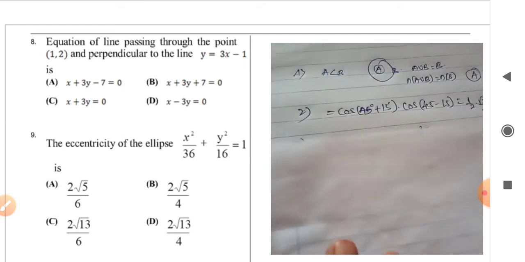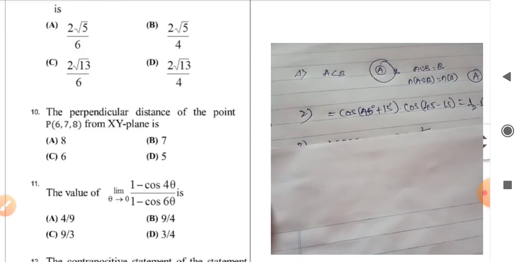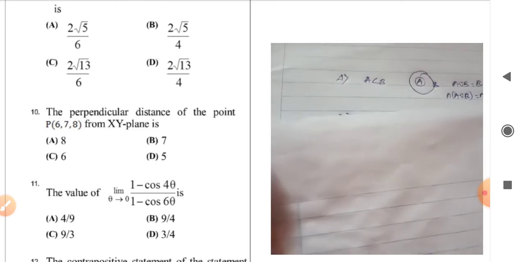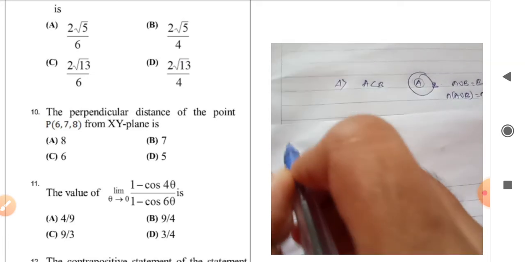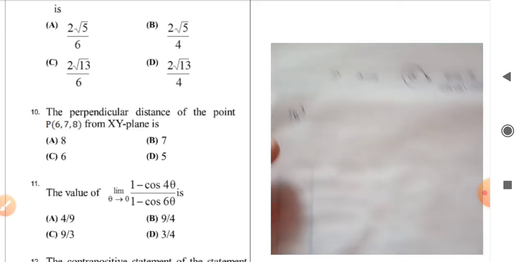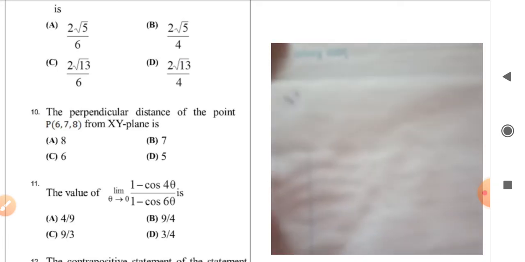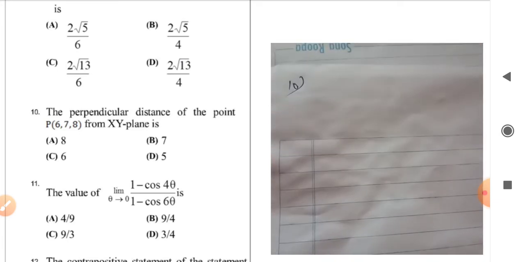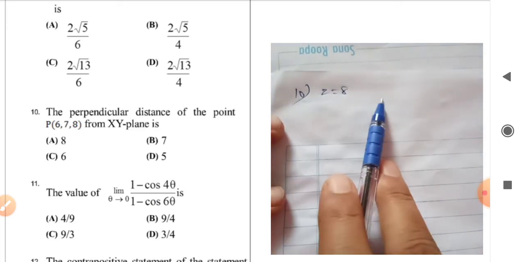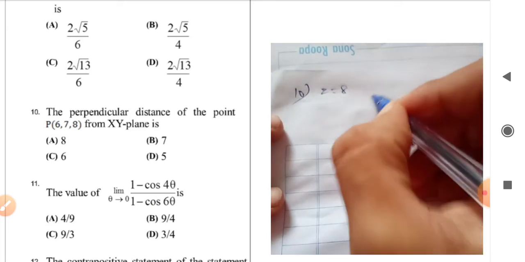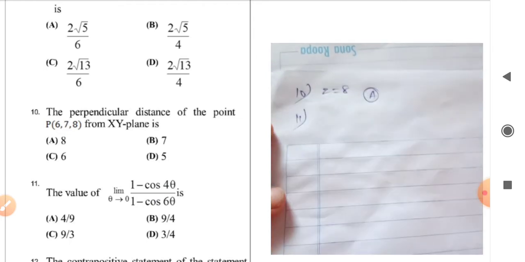Next question is about the perpendicular distance of the point P(6, 7, 8) from the xy plane. Remember my dear students, this is the 10th problem. Look at this perpendicular distance: if they are saying from the xy plane, or from the yz plane, or from the xz plane, remember which letter is missing here, that coordinate always gives you the answer. Here z is missing, z equal to 8, that is the length of the perpendicular. So the answer is A. Correct.